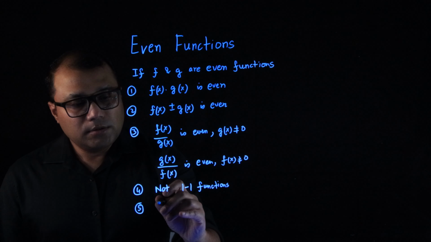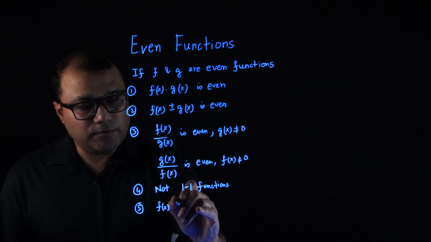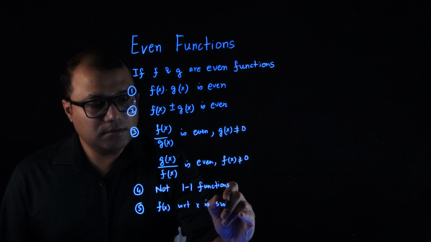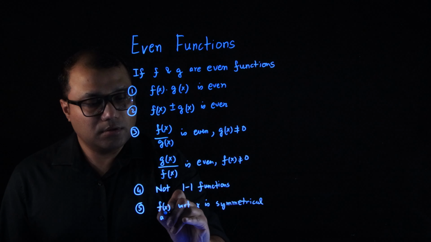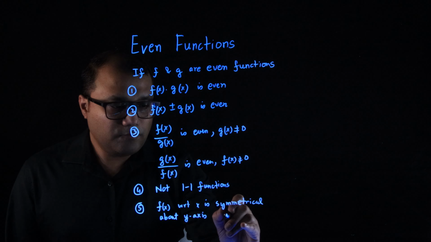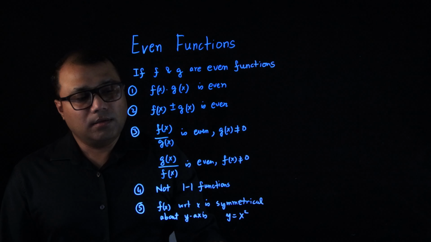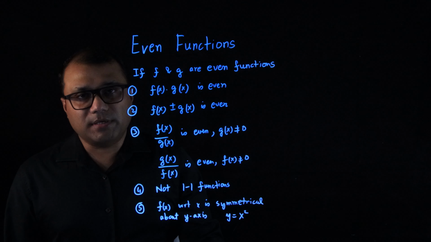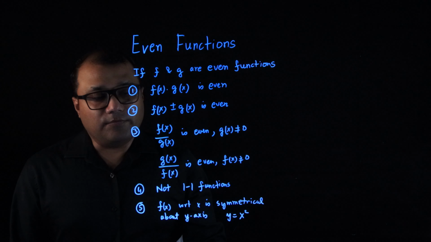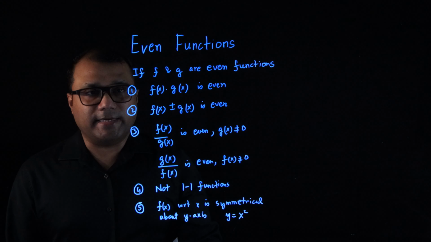Number 5. An even function f x with respect to x is symmetrical about the y-axis. For example, y equals x square. This function is an even function and it is symmetrical about the y-axis. Similarly, a function which is even with respect to y is symmetrical about the x-axis.